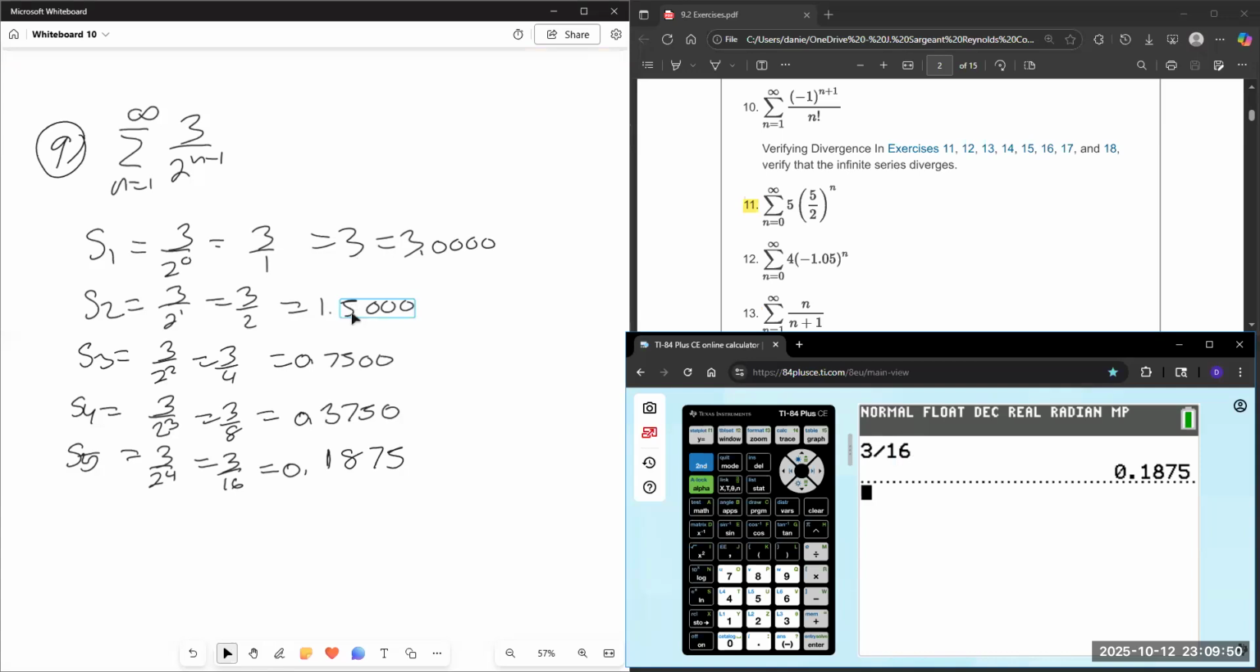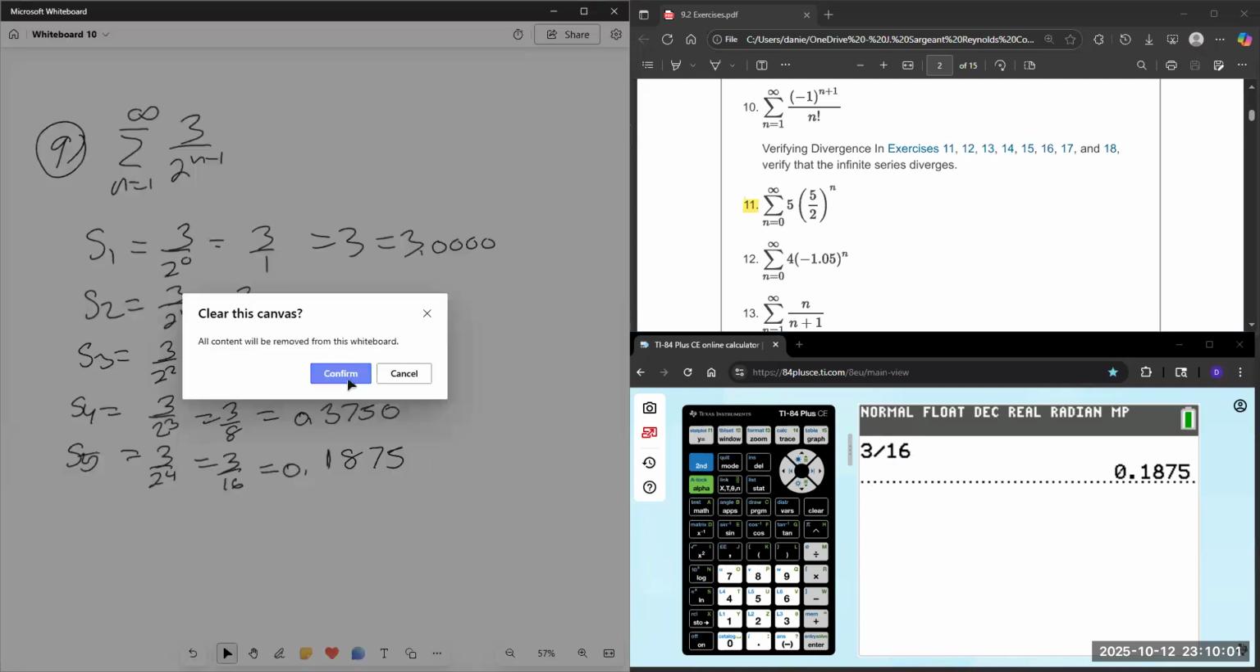If you want to know how I just did these in my head, each time I'm dividing by 2. So that's why I didn't need my calculator, except I checked at the end to make sure that I didn't make a mistake when I was dividing in my head.